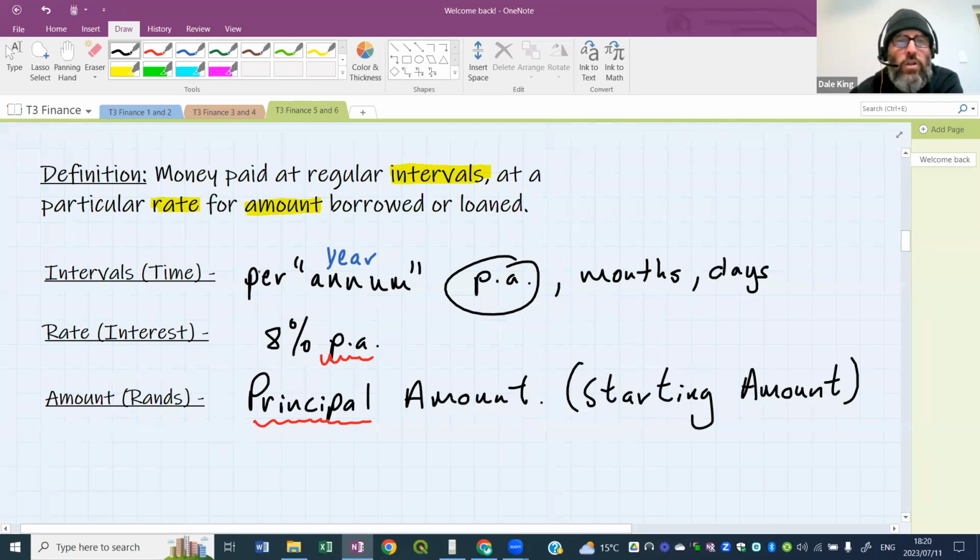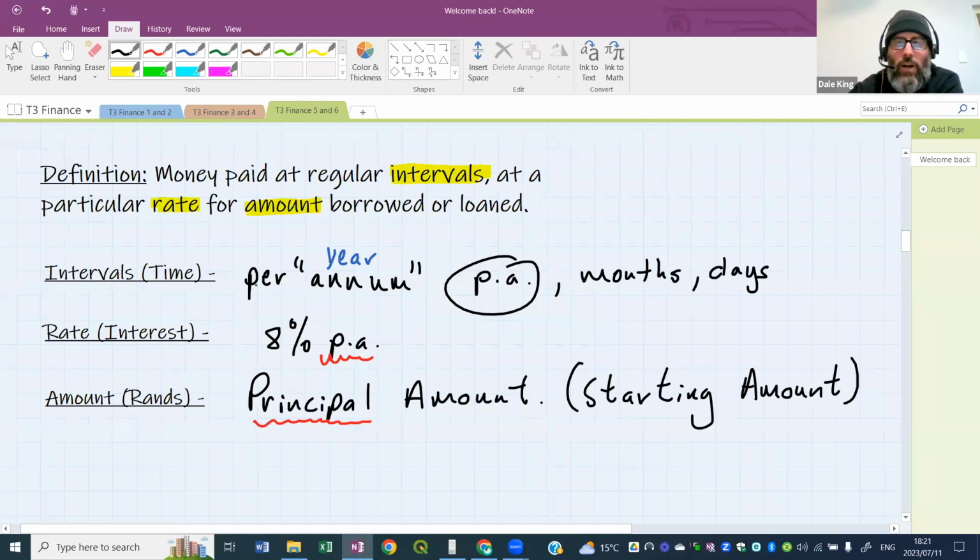So in each question, there are three things we need to look for. Number one, the time interval for the question, and usually it's annual, one per year. We need to find out what the interest rate is, the rate of interest. And we usually need to find out what the principal amount is. So these three things are important to pull out of every question on interest that you get.